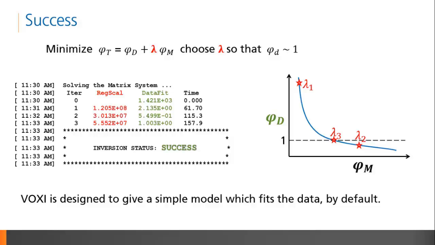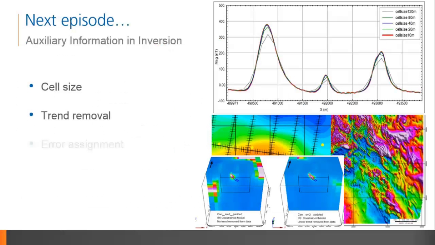In this brief introduction, I've covered some of the key concepts and equations requisite to any discussion of inversion best practices. First episode in this series, we'll discuss auxiliary information in inversion. You'll learn about choosing the best cell size, trend removal, error assignment, and optimum data sampling.